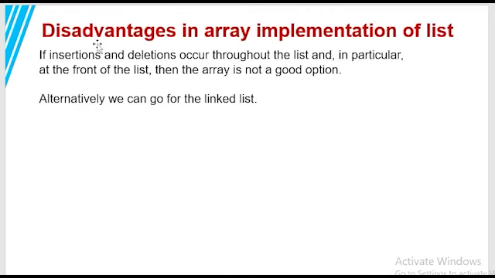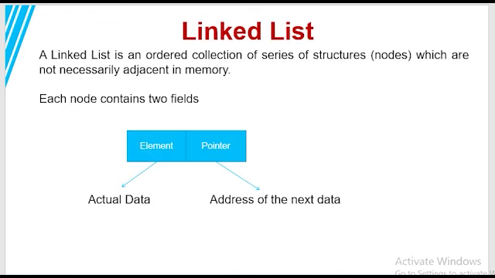The next is, what are the disadvantages in the array implementation of list? The disadvantages are, if insertion and deletion occur throughout the list, particularly in front of a list, then the array is not a good option. We need to perform all the moving operations if we perform the insertion or deletion at the front of the list. So that is why we move to the linked list implementation of the list.